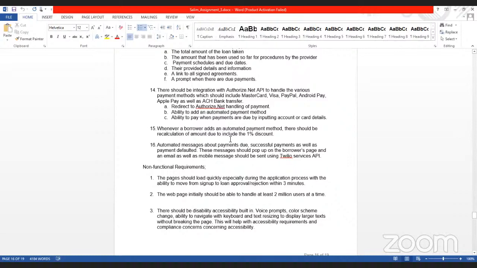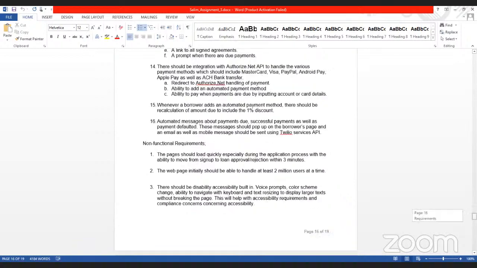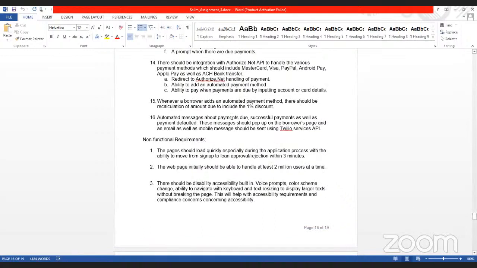As I said, there should be messages about upcoming due dates, successful payments, and payment defaults. Messages should be sent to the borrower's page so that when they get into their dashboard and there's some information to be relayed to them, it pops up and is sent to them.